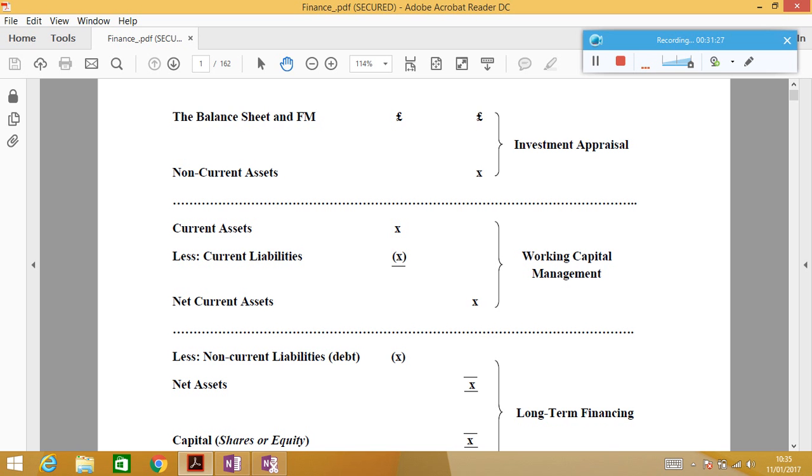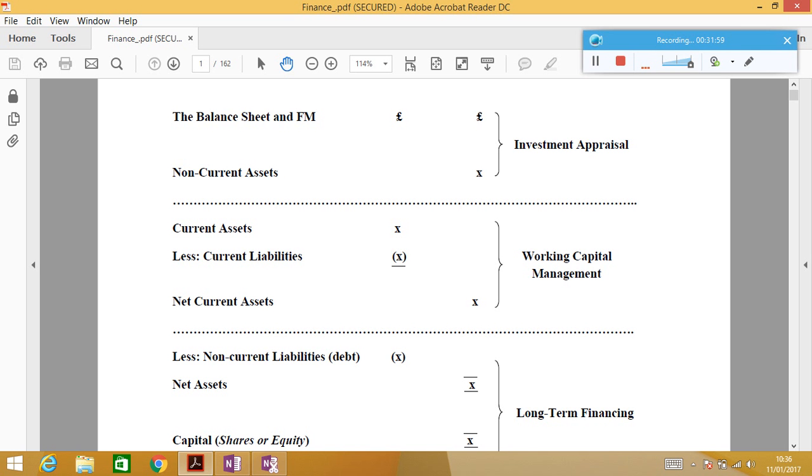So under working capital management, we have current asset minus what? Current liabilities, and we call it net current asset. In other words, working capital means, guys, listen very carefully, current asset more than what? Current liabilities. It must be more. It cannot be less. Working capital must be current asset more than current liabilities.